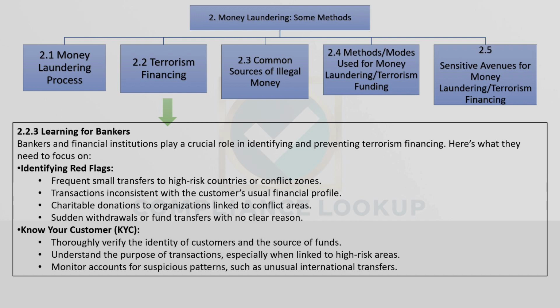By focusing on these red flags and maintaining a strong KYC process, banks can detect and prevent the flow of money used for terrorist acts. An example of this could be the case of a charity raising funds for disaster relief, where the funds were secretly funneled to terrorist organizations. Had the financial institution recognized the red flags, this activity could have been intercepted.